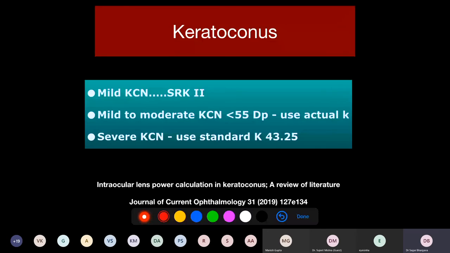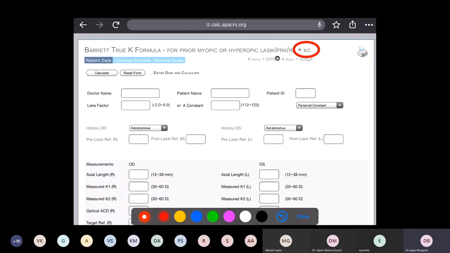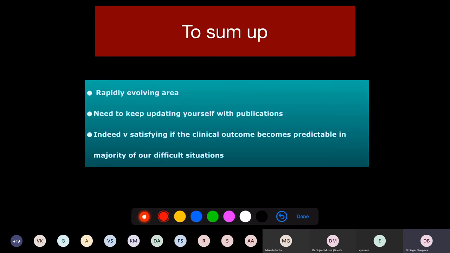Keratoconus, mild form of keratoconus, surprisingly, SRK2 has been giving good results. So they advocate SRK2 in these cases. But in mild to moderate keratoconus, when the K is less than 55, you can use actual K. But in severe keratoconus, you have to use standard K, that is 43.25. And one more addition has happened to the Barrett suite, where he has introduced keratoconus calculation along with the other things in his Barrett 2K formula. So one can use this also.